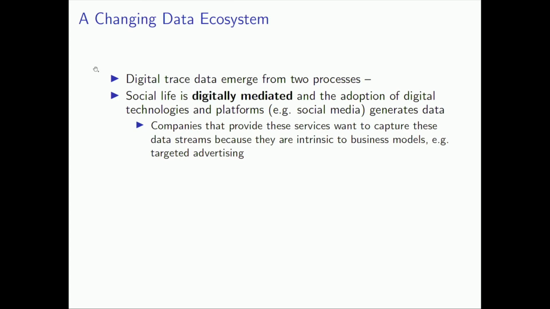So we think about digital trace data within what I call a changing data ecosystem. We can think of digital trace data as emerging from two processes. So first and foremost, social life is digitally mediated because we're adopting new technologies, digital technologies and platforms such as social media. And our adoption of these platforms is creating new data streams. A lot of these data streams, obviously, are being stored because the companies that are owners of these data have incentives for storing them, right? They generate business from these data streams. They're intrinsic to their business models. So, for example, social media companies want to collect information on demographic or behavioral attributes of their users because they repurpose that and sell that to potential advertisers. That's an example of digital trace data that I will talk about in this lecture as well.